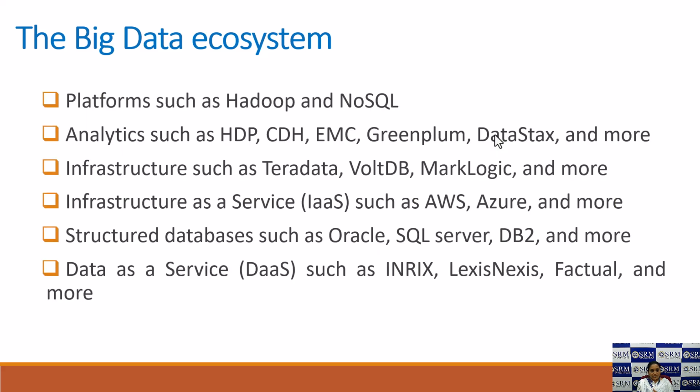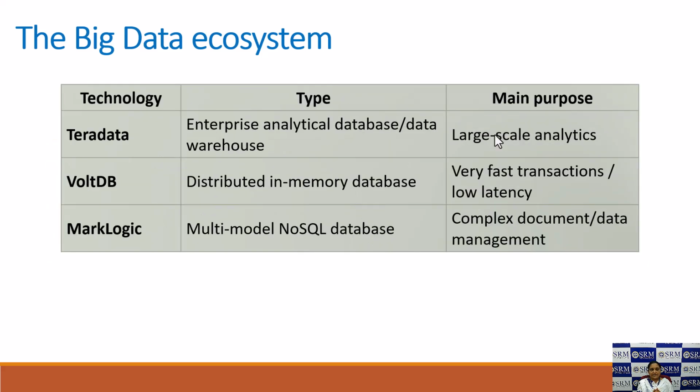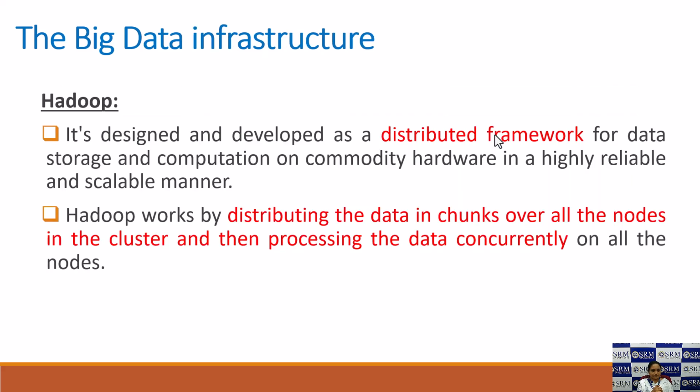Then I have covered the analytics part, and next is infrastructure: Teradata and VoltDB. Teradata is an enterprise analytical database or data warehouse, whose main purpose is large-scale analytics. VoltDB is also a database, and it is very fast: a distributed in-memory database where transactions work with low latency. MarkLogic is a multi-model NoSQL database for complex document and data management. Now let us see the infrastructure. The infrastructure has Hadoop. What does Hadoop mean?